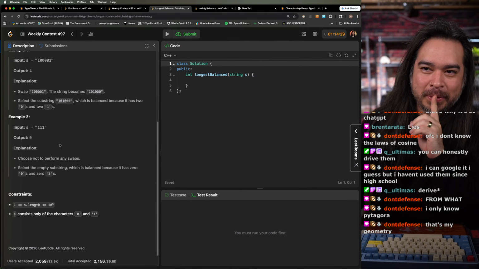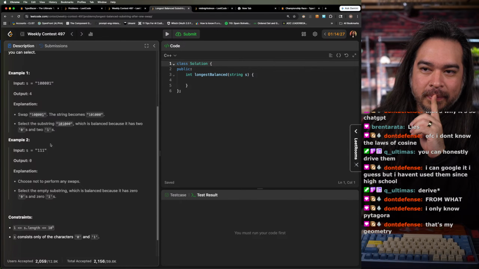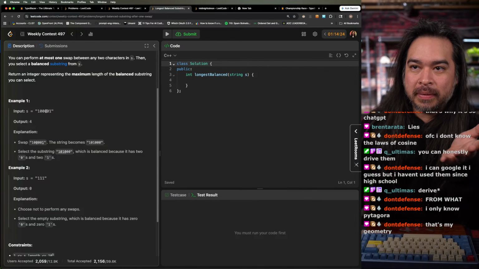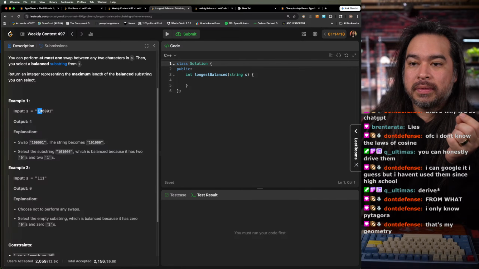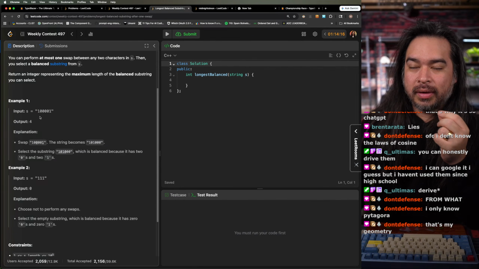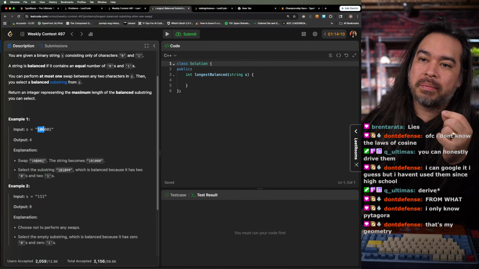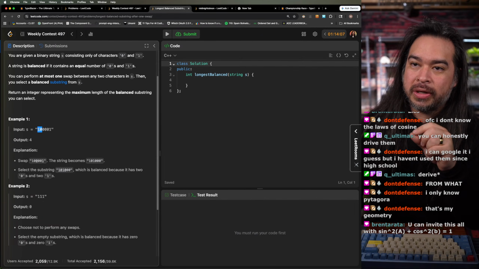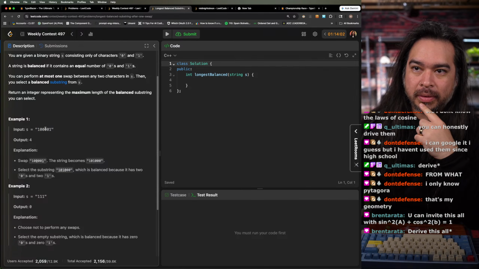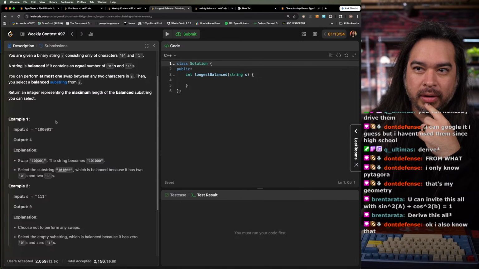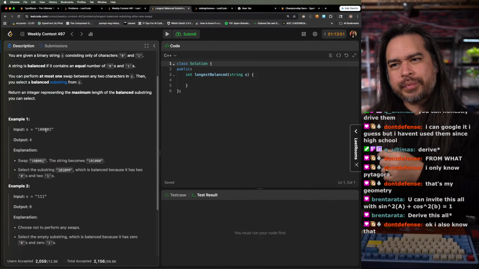All right. Let me think about this problem though. We need a balanced string. So I'm thinking maybe I should find the biggest balanced string currently, and then we can think about how much one swap will increase it, maybe. Not sure yet.